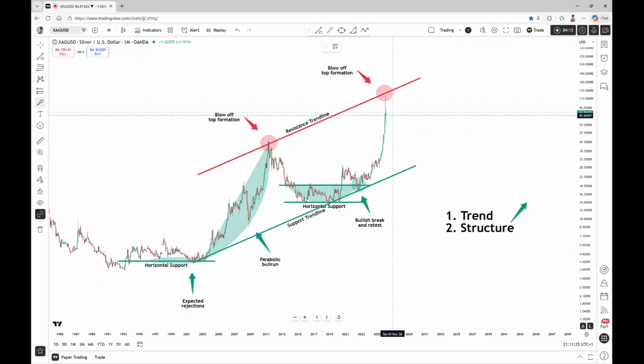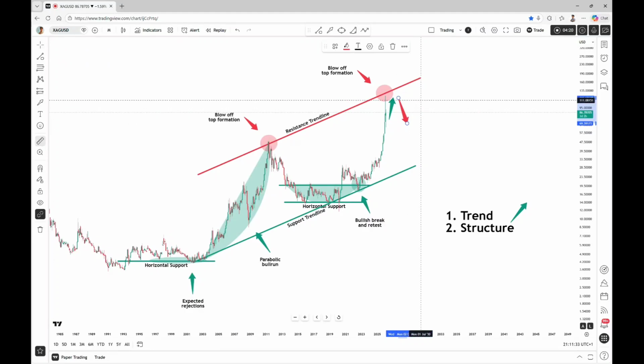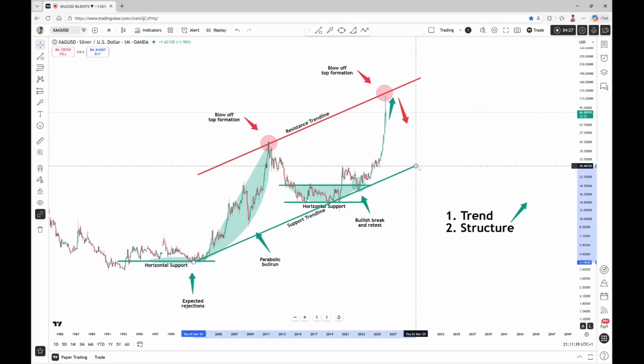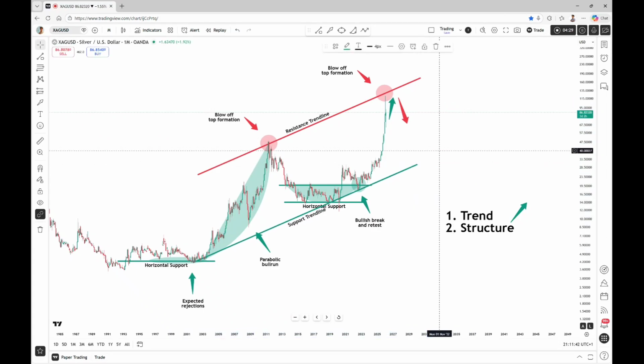In fact, what's quite likely is that silver will once again retest this upper red resistance trend line, then create a healthy top formation, and then a correction of approximately 30 to maybe even minus 70% towards the downside, and a potential retest of this lower green support trend line.